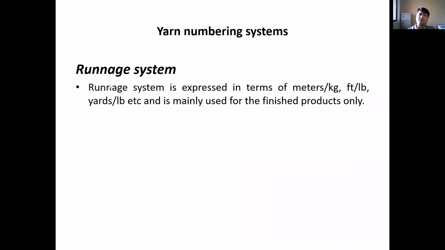Then the runnage system. This runnage system is expressed in terms of meter per kg, feet per pound, yard per pound, etc. And generally this runnage system is used for purchase of finished products only, such as rope. If we want to purchase rope, then we have to follow the runnage system: meter per kg, how many meters of rope and what its weight is. So we can express meter per kg, feet per pound, or yard per pound. So this is the runnage system.